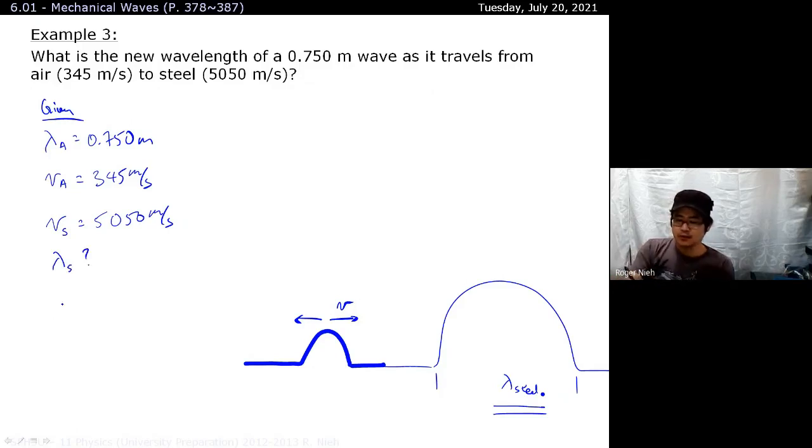Remember that frequency remains the same. So the frequency through the first medium, air, is going to be equal to the frequency through the second medium, which is steel. Okay, we're going back to the example about what babies hear.